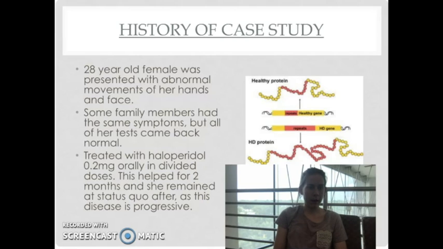Her CT scan showed a flattening of the wall of the frontal horn, indicating atrophy of the nucleus. This prevented her from doing certain things. For example, she was unable to fix her gaze for more than 30 seconds, and unable to keep her tongue out for more than 30 seconds. She was given haloperidol, which has been the most effective, but there was no cure.